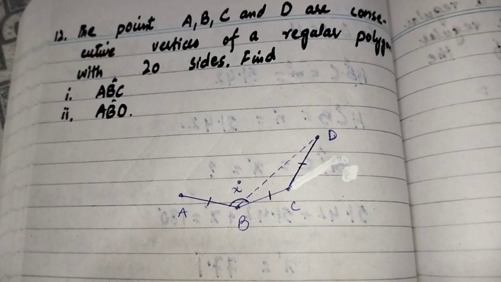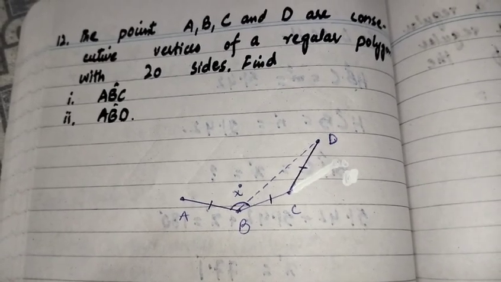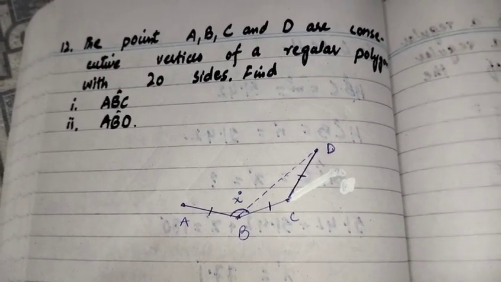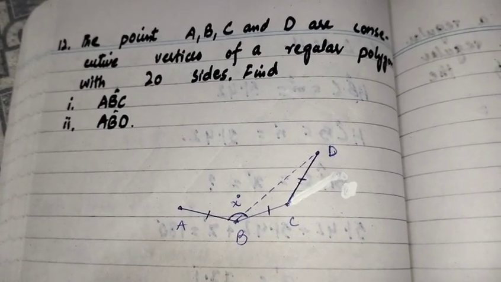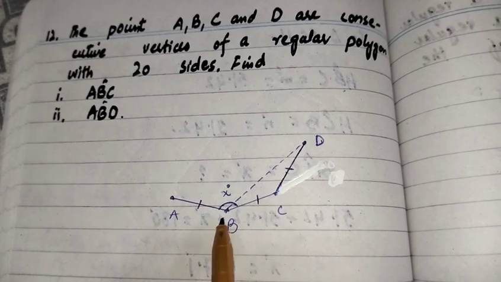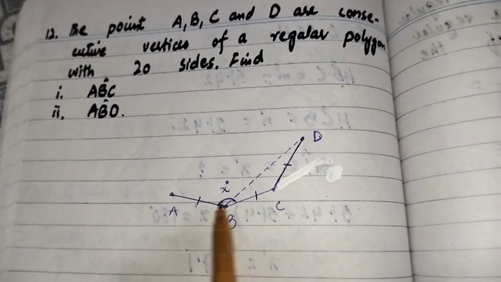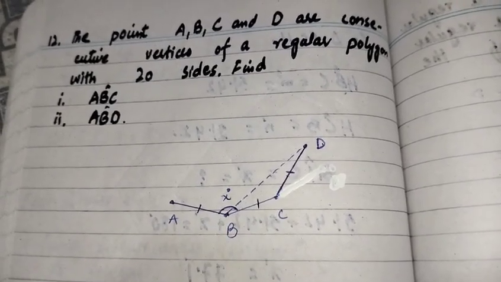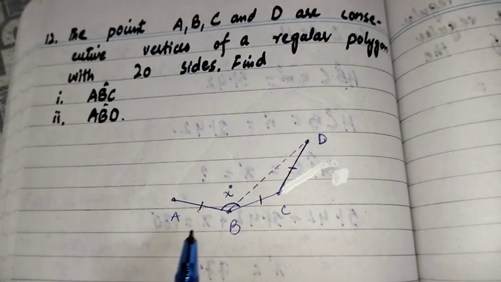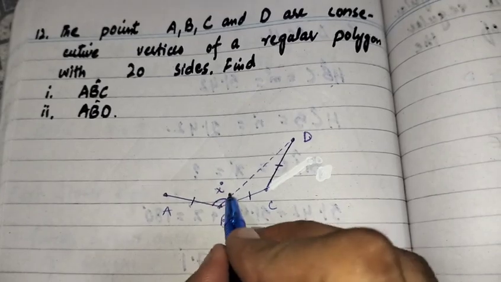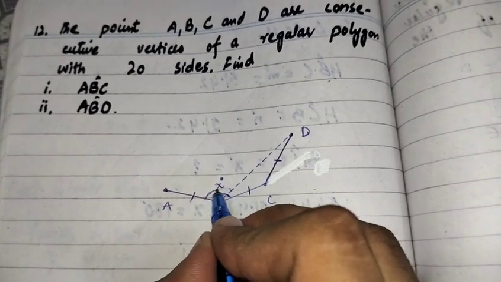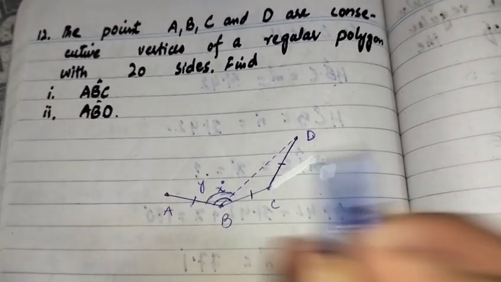Question number 12. The points A, B, C, D are the consecutive vertices of a regular polygon with 20 sides. Find angle ABC and angle ABD. We have a regular polygon with 20 sides, and A, B, C, D are four given points of it. We have to find angle ABC, which I have named X, and then in the second part we have to find angle ABD, which I am naming Y degree.